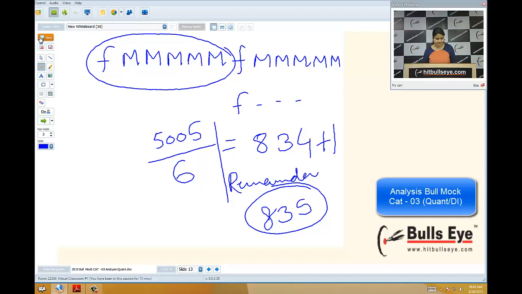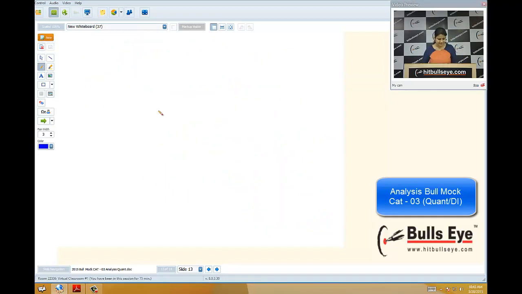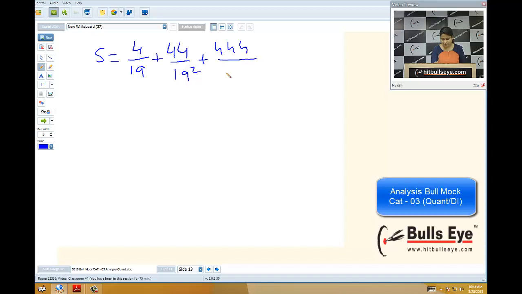Okay, question number 33 now. Before explaining this question, let me take one more example of this kind. This is known as an AGP series, arithmogeometric series, a combination of these two. Suppose we want to calculate 4 by 19, 44 by 19 square, 444 by 19 cube, and so on up to infinity. This is known as an AGP series.